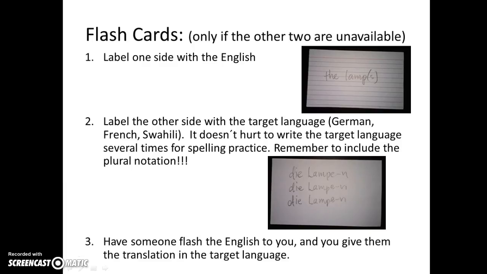But always remember, if the language that you're learning has interesting plural forms, that you also write out the plural notation like I have, right? So die Lampe is the word for one lamp, the lamp. And die Lampen is the word for the lamps. So that's important to make a note of.